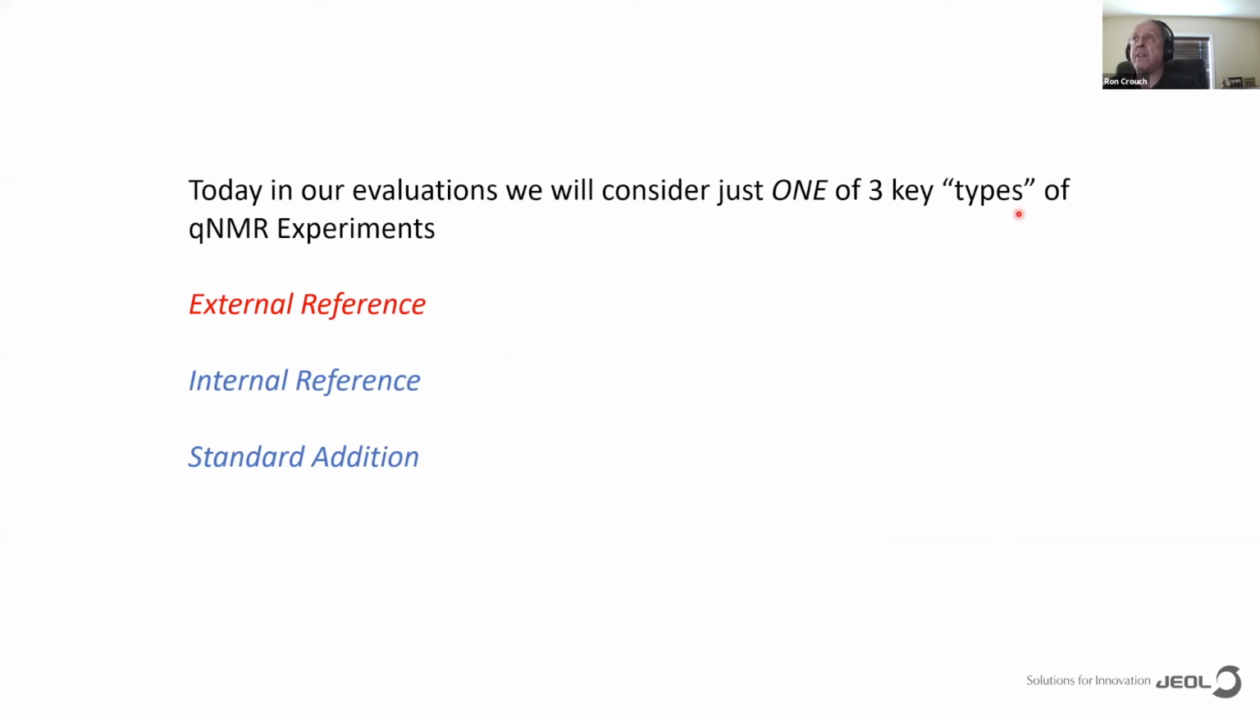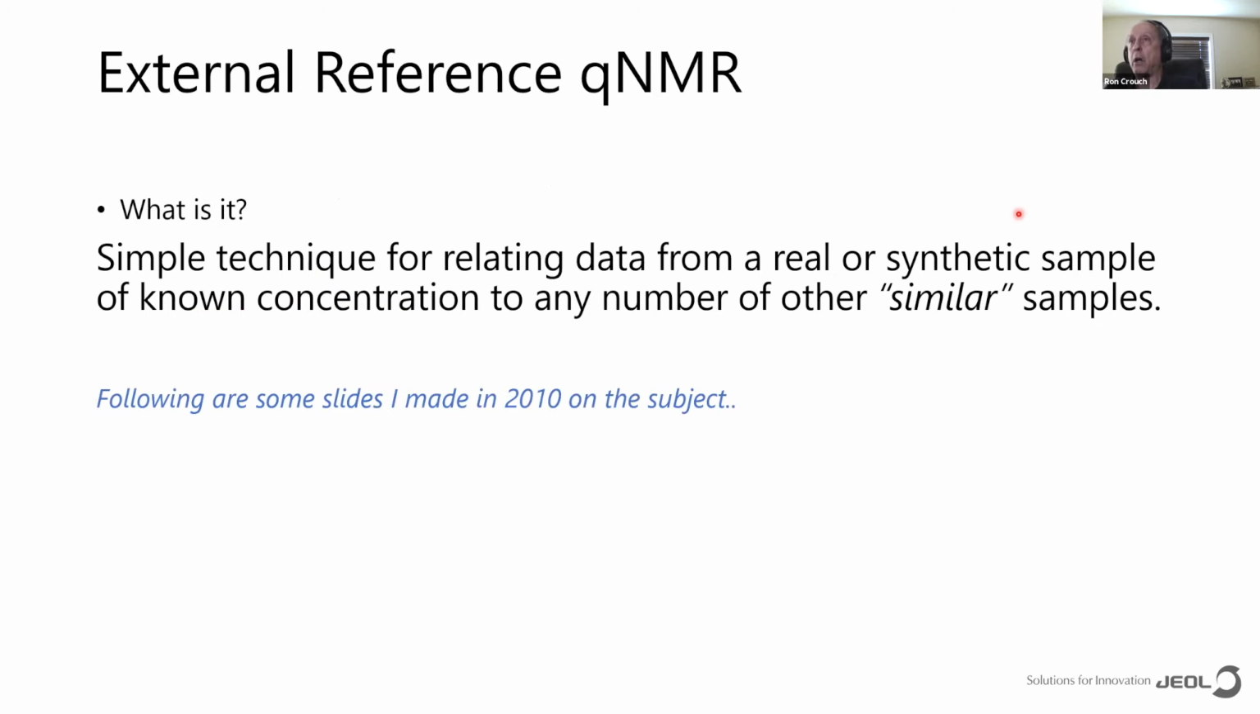So there are several types, three key ones: external reference, internal reference, and standard addition. But today, we're really going to talk almost totally about external reference qNMR. And so what is it? Well, it's a way to relate data from a real or synthetic sample of known concentration to any number of similar compounds. So here are some slides from 2010 on this subject.